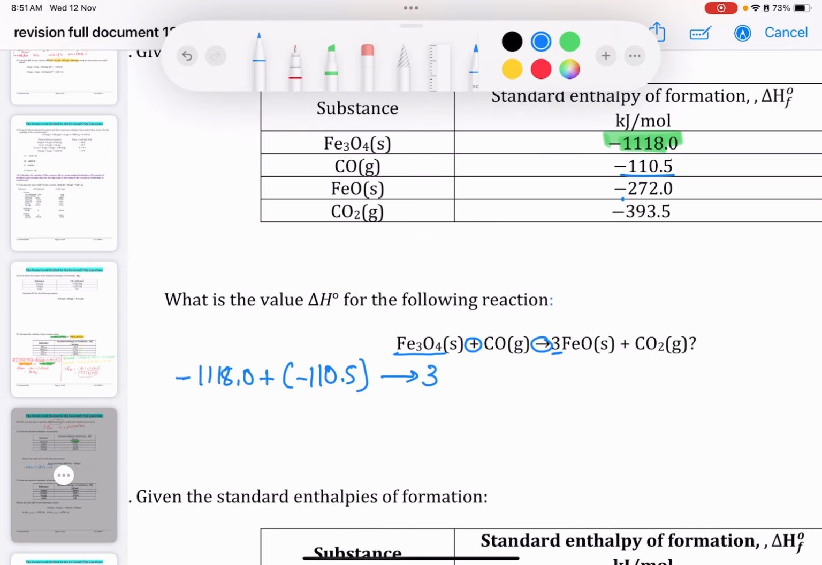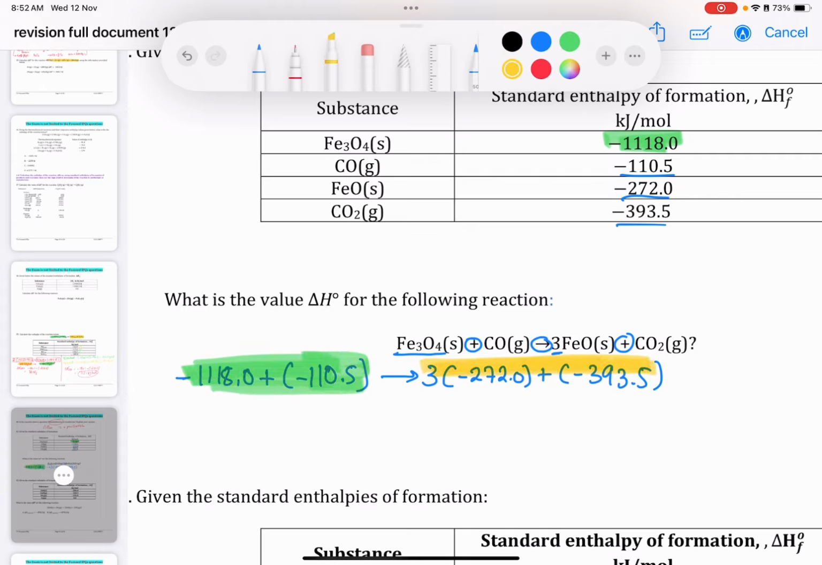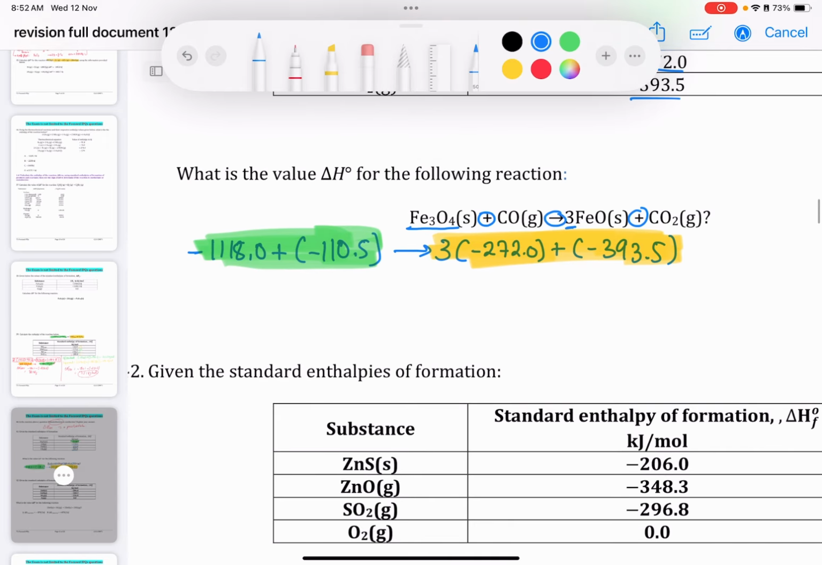Now there's an arrow, and there's a 3, and there's FeO. So negative 272.0, and then plus the CO2. I am substituting the values of standard enthalpy of formation of every compound. Now, I am going to find the sum of this, then I am going to find the sum of these numbers, and then I'm going to find the difference between them.